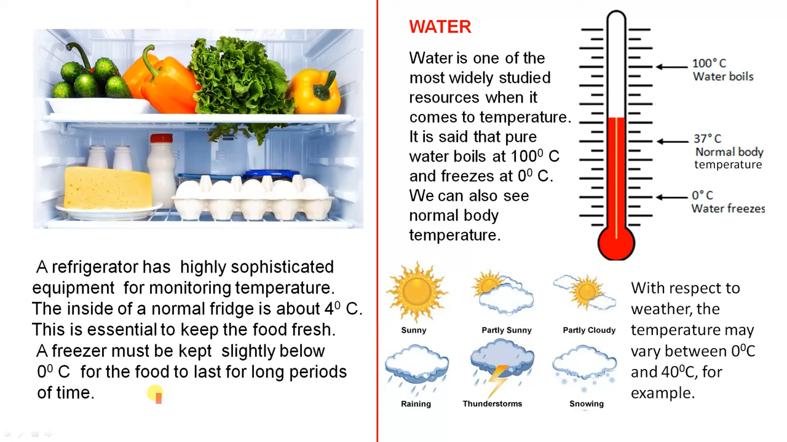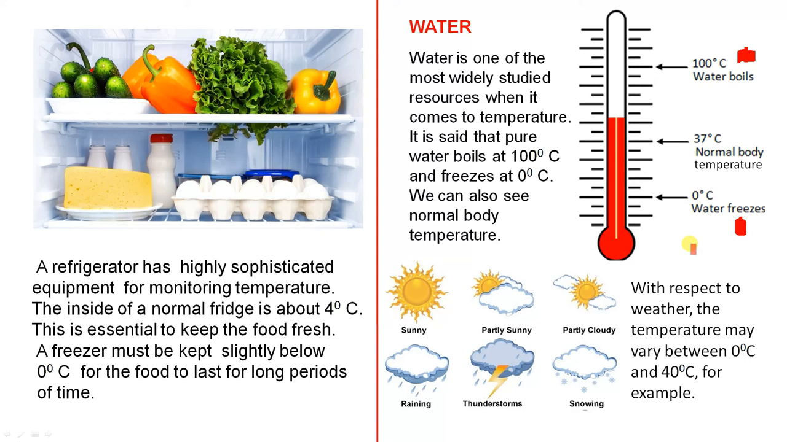Water. Water is one of the most widely studied resources when it comes to temperature. It is said that pure water boils at 100 degrees Celsius and freezes at 0 degrees Celsius. So here is the boiling point here, and that's the temperature where it freezes. That's 0 degrees Celsius, 100 degrees Celsius. We can also see normal body temperature. So as we saw on the previous slide, normal body temperature is around 37 degrees Celsius.